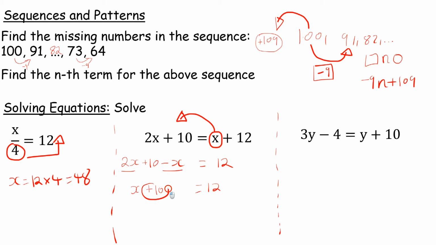To get x on its own, I take the plus 10 over to become a minus 10, so I have x equals 12 take away 10, which is 2.